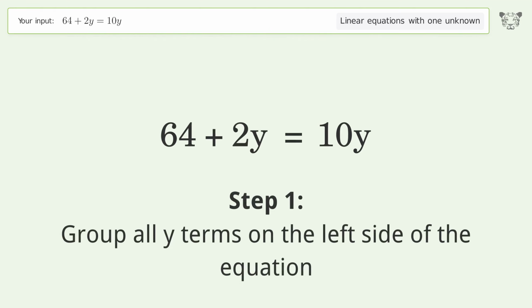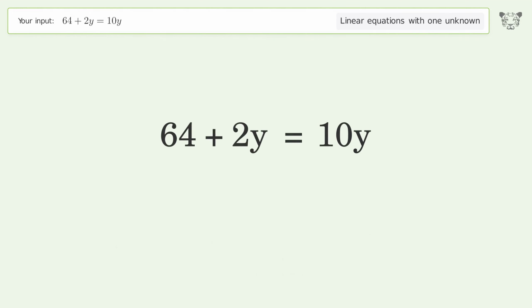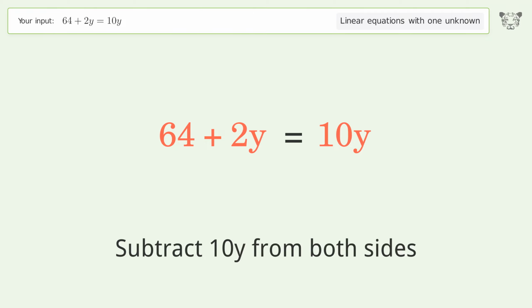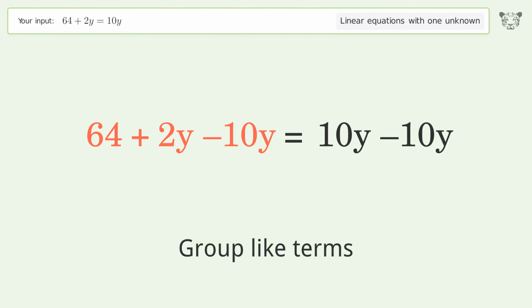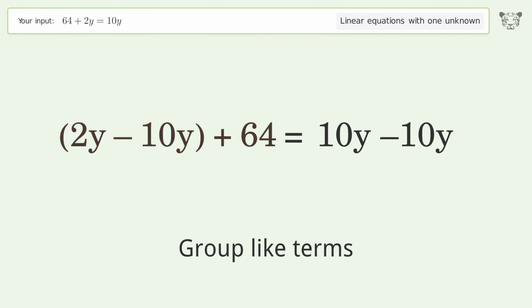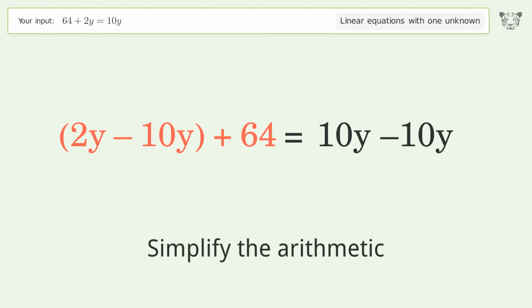Group all y terms on the left side of the equation. Subtract 10y from both sides. Group like terms. Simplify the arithmetic.